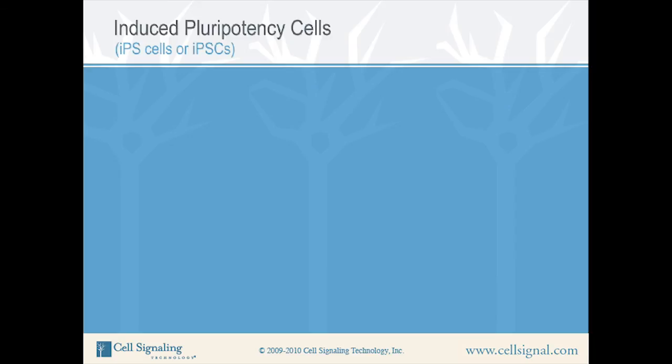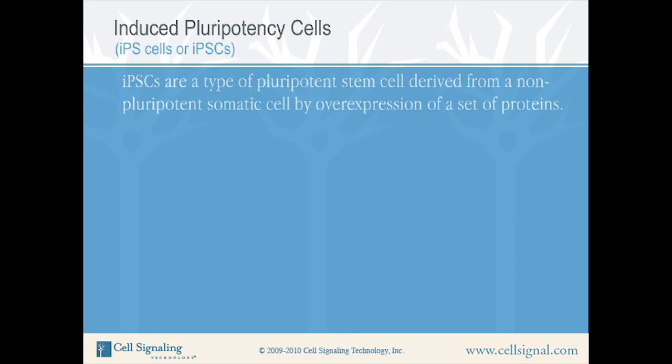Induced pluripotency, iPS cells. Induced pluripotent stem cells, iPS cells, or iPSCs, are a type of pluripotent stem cell derived from a non-pluripotent somatic cell by overexpression of a set of proteins. iPS cells have been shown to share many properties with ES cells, including epigenetic marks and the expression of stem cell genes. Two pivotal studies have shown that various combinations of key transcription factors have been used to obtain the induced pluripotent state in human somatic cells.